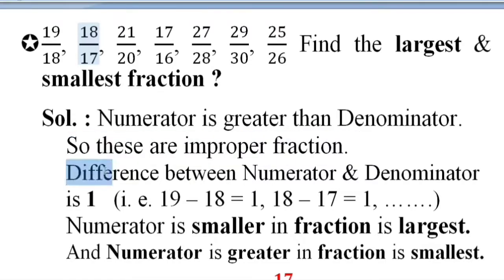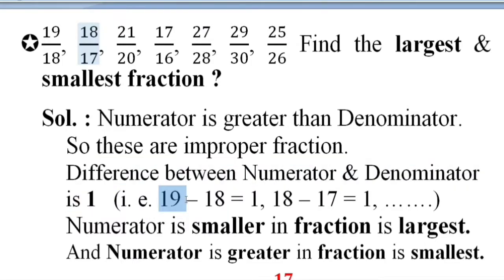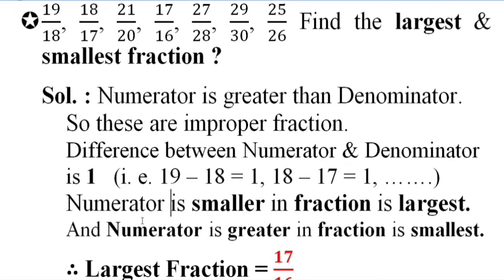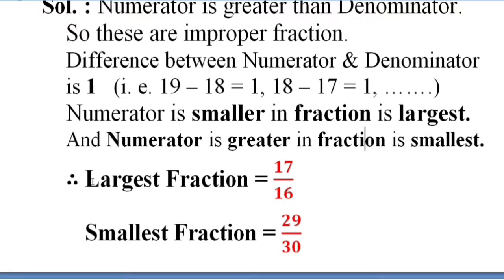The difference between numerator and denominator is 1. That is, 19 minus 18 equals 1, 18 minus 17 equals 1, and so on. The fraction with the smaller numerator is the largest, and the fraction with the greater numerator is the smallest. Largest fraction is 17 by 16 and smallest fraction is 29 by 30.